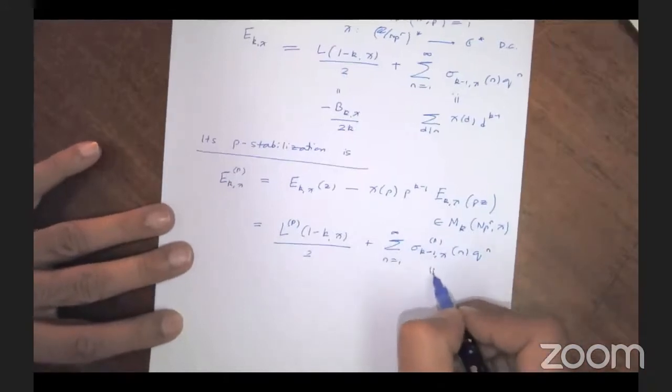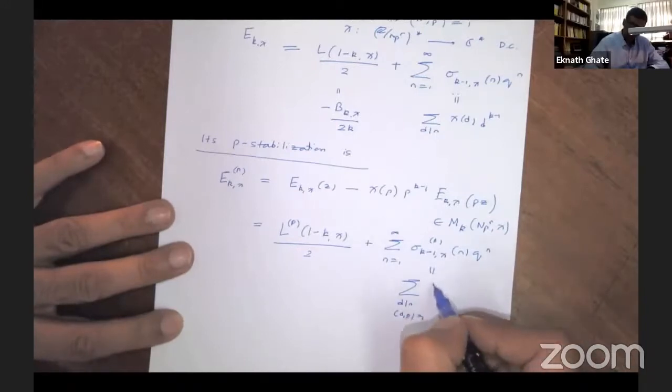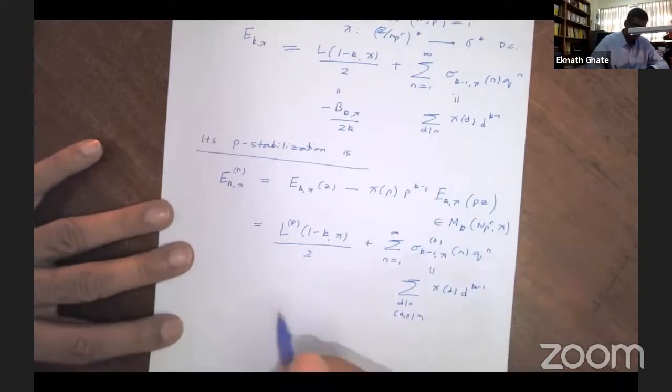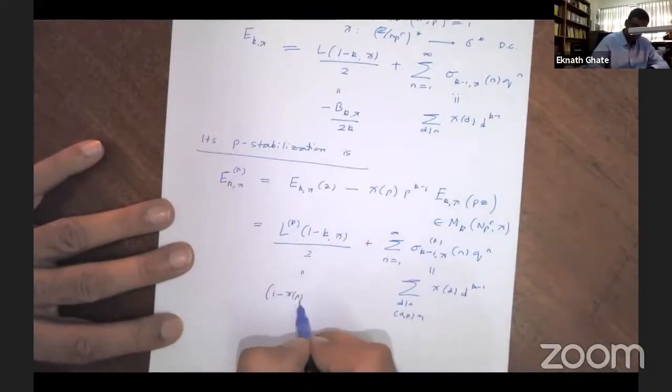To the n, sum over d dividing n, d prime to p, of chi of d times d to the k minus 1. And this is, well, you can almost guess what this is. It's the difference of these two things. So what happens to the constant term? It becomes this.